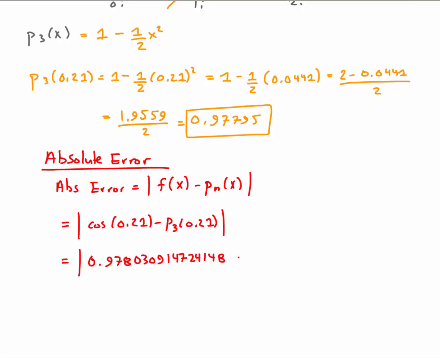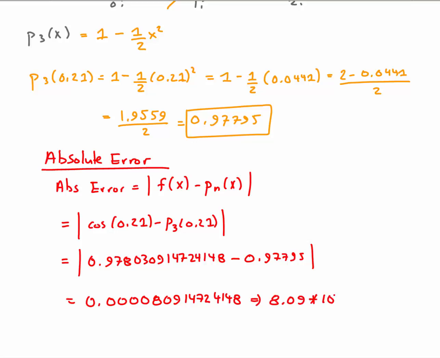And then we subtract off what we just found, 0.97795. And it's going to be a positive number, so I don't really worry about the absolute value very much because the difference is already positive. And I get 0.000080914724148. And again, you don't want to round until the very end. We write our answers in scientific notation. So this would be 8.09 times 10 to the negative 5. So this is my absolute error.